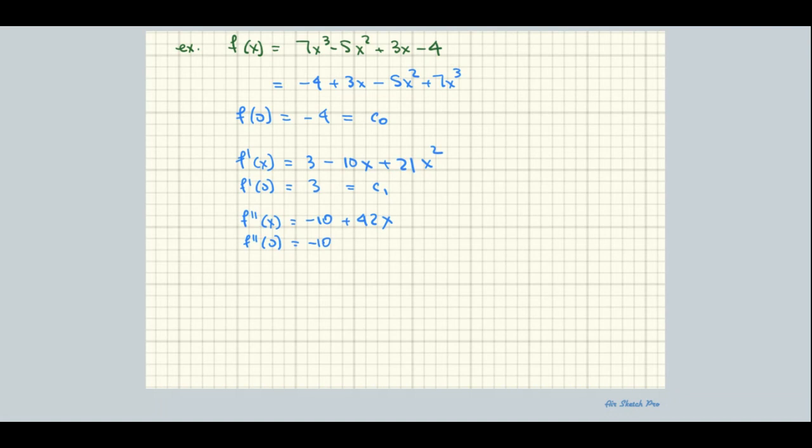Negative 5. So it's off by something, isn't it? This right here is twice C2. Y'all see that, right? Okay, let's continue on.